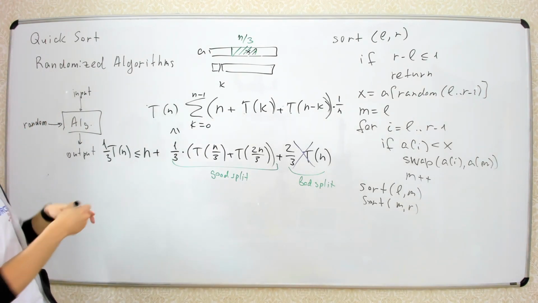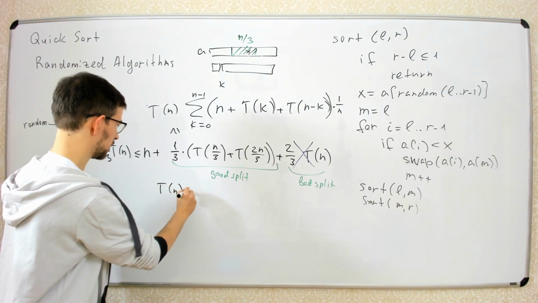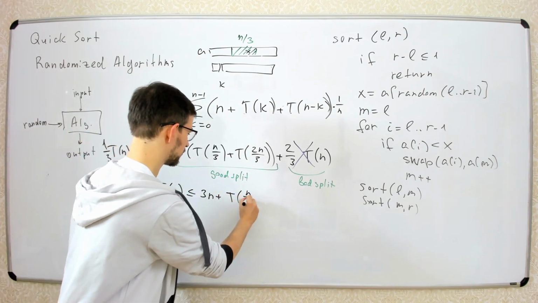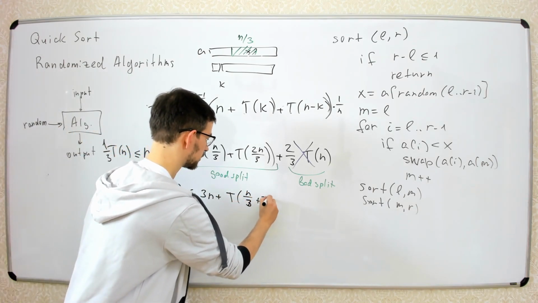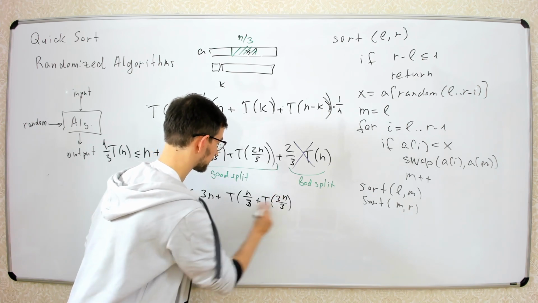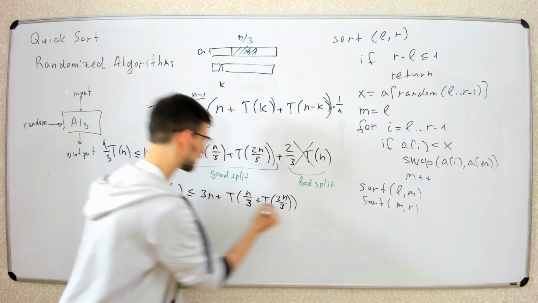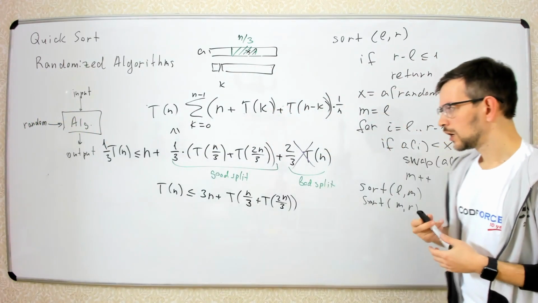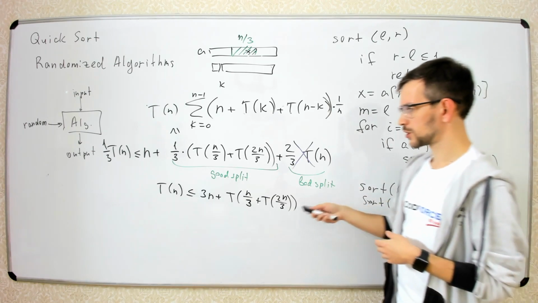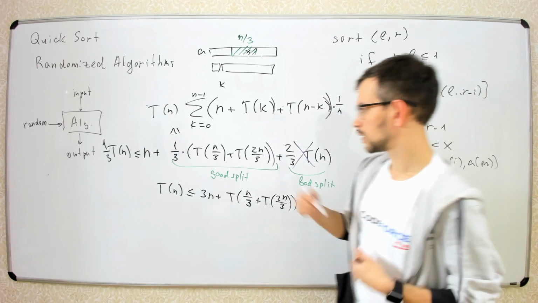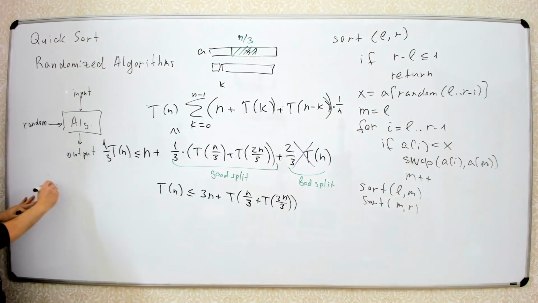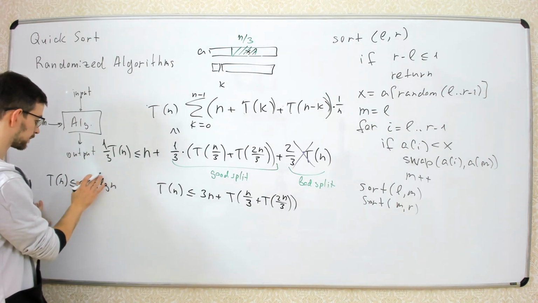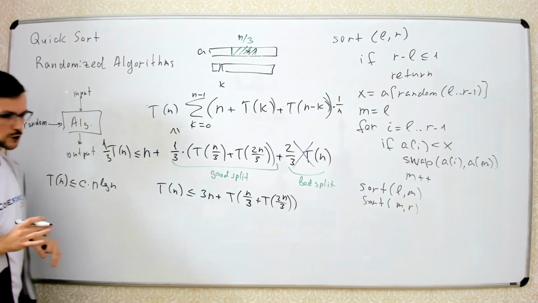Let's multiply everything by 3. So we have T(n) is no more than 3n plus T(n/3) plus T(2n/3). Something like this. And now we just prove by induction that this actually is n log n. Let's prove that T(n) is no more than c multiplied by n log n. It's like we did in the first lecture.